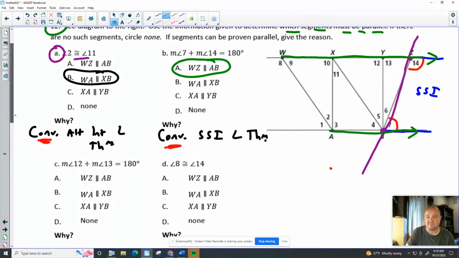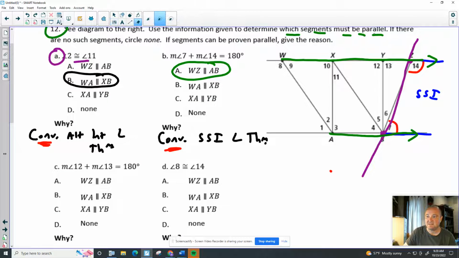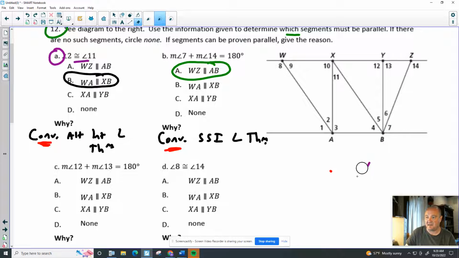All right, for C and D, C says 12 plus 13 equals 180 degrees. And the question is, does that mean some of these lines have to be parallel? Well, here's 12 and here's 13. Now you look at this and you say, do these add up to 180? And they do, of course, because they are a linear pair. All right, so it's true that these would add up to 180, but the question is, does that mean these lines have to be parallel? And the answer is no.